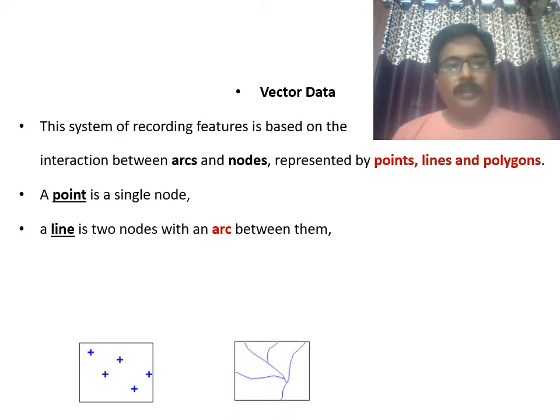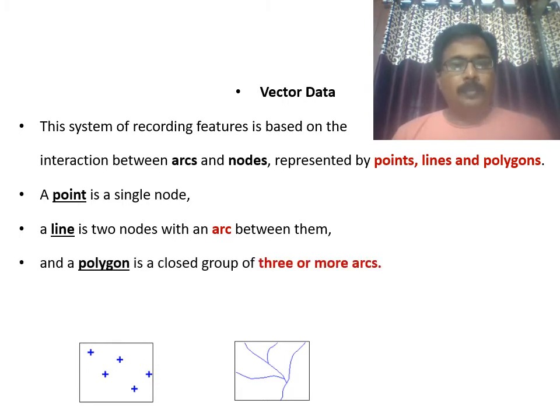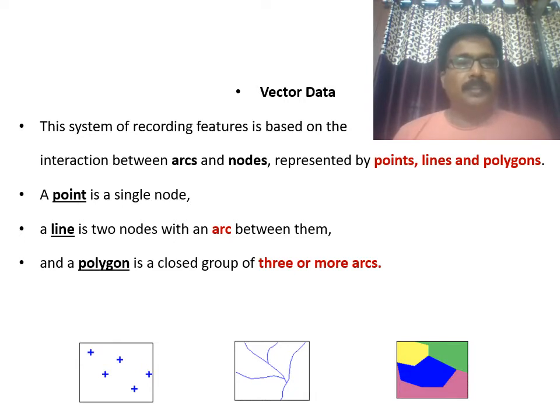If you take a polygon, it is a closed group of three or more arcs. So this is basically the vector data format. Either it may be a point, or it will be a line, or it will be a polygon. So with these three elements, it is possible to record almost all necessary information, that is, converting the real-time environmental features into the GIS format. These are all the three entities by which you convert it to a vector data format.